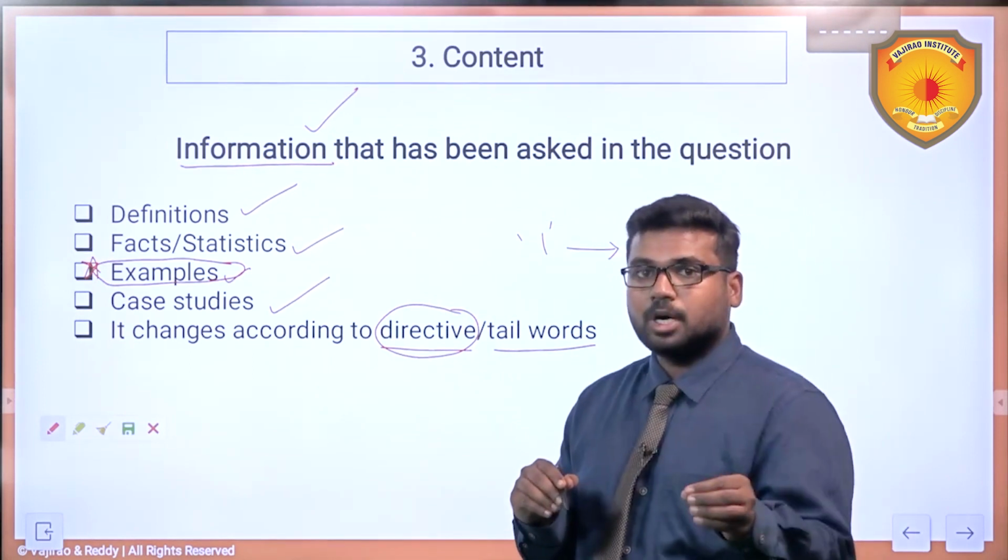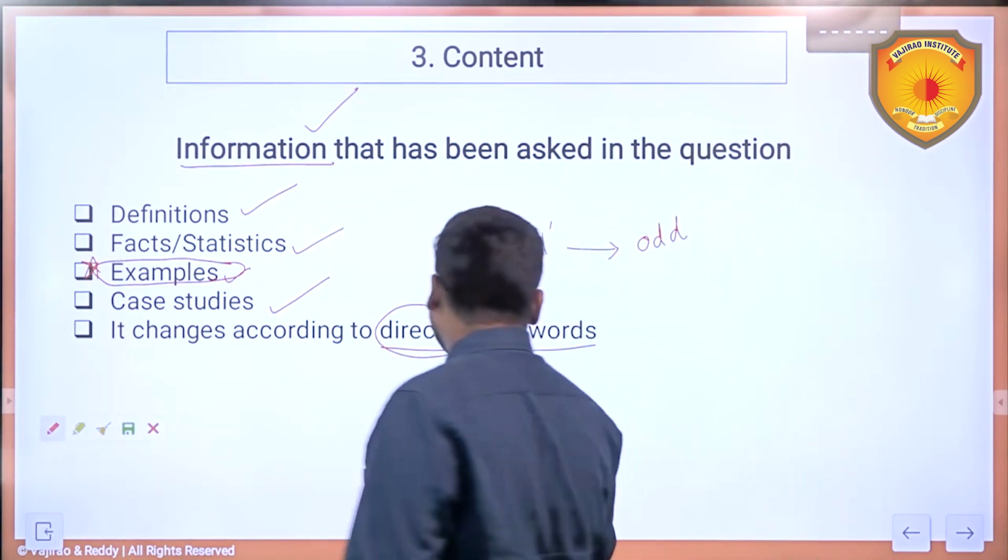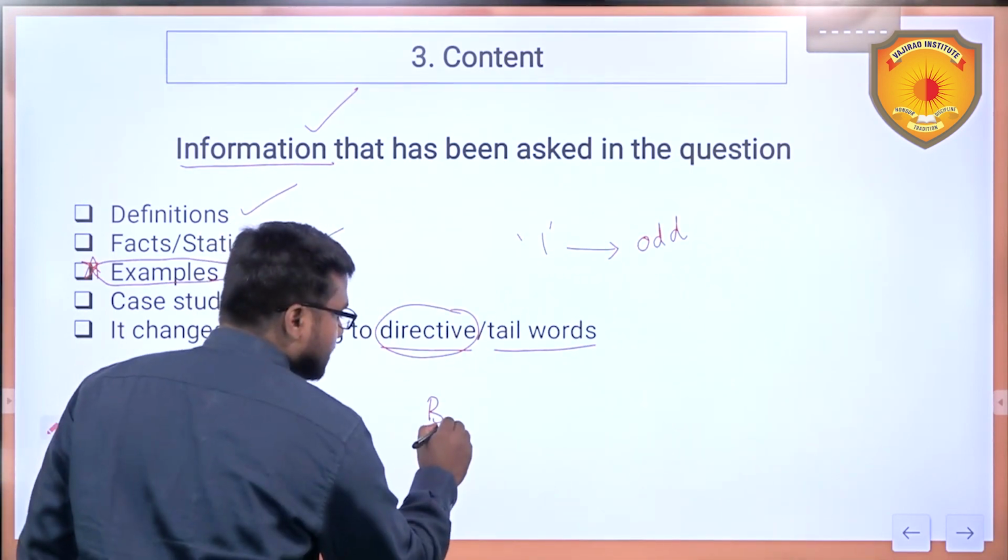Now to sum up, how can we enrich our content? Number one, additional reading. Number two, brainstorming.